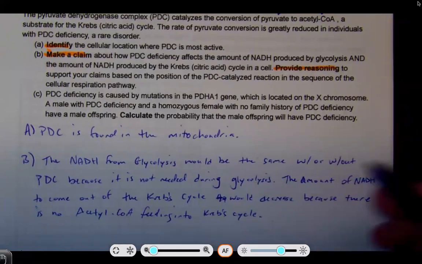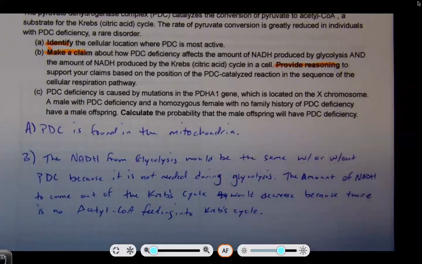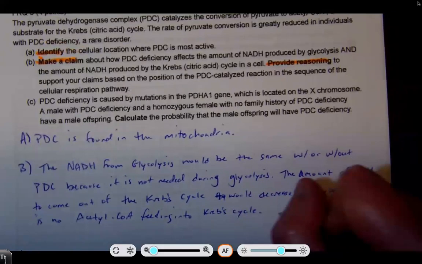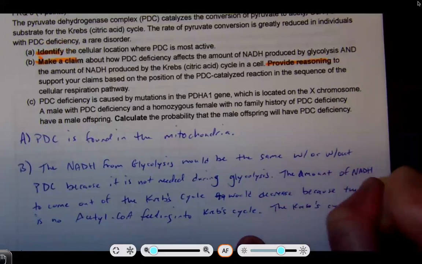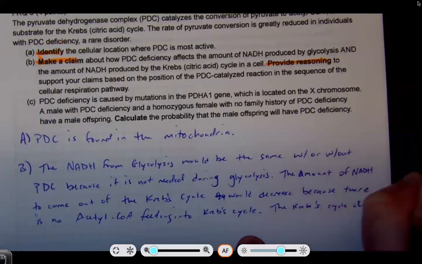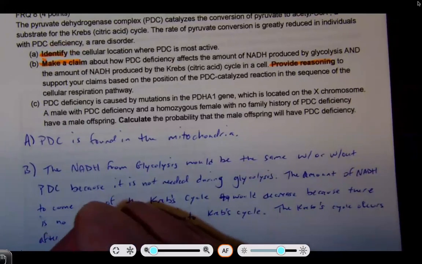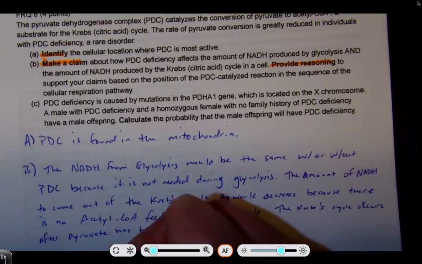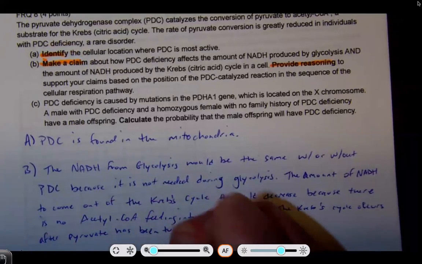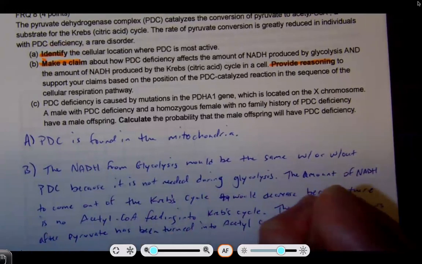And then you also should mention that the Krebs cycle happens after pyruvate is turned into acetyl-CoA. The Krebs cycle occurs after pyruvate has been turned into acetyl-CoA.